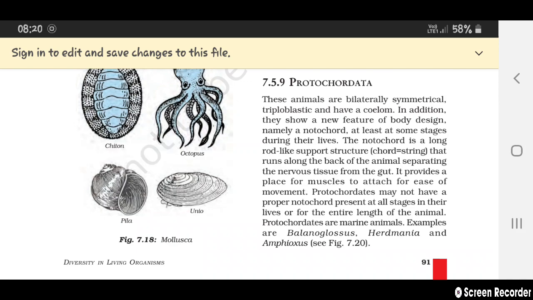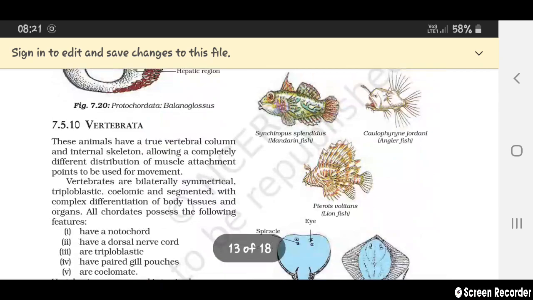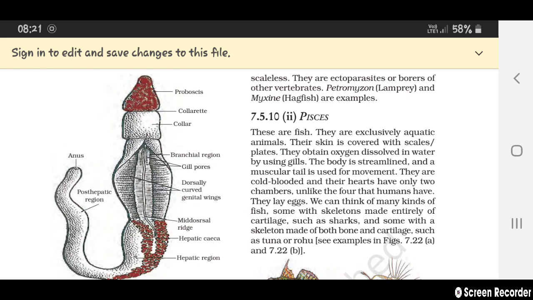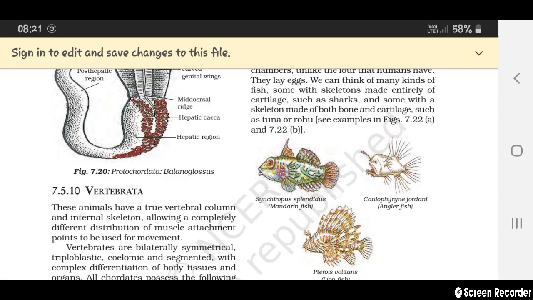So Protochordata are marine animals. Some of the examples are Balanoglossus, Herdmania and Amphioxus. Here you can see the Balanoglossus. It has a proboscis, the collar, the anus, the posterior hepatic region and hepatic caeca, median dorsal ridge, dorsal curved genital wings, gill pores. So this is the example for Protochordata.